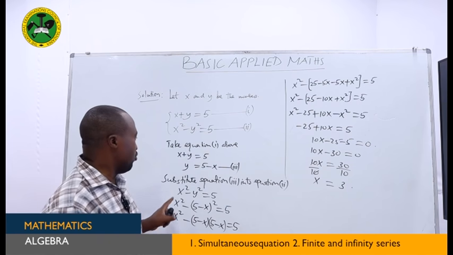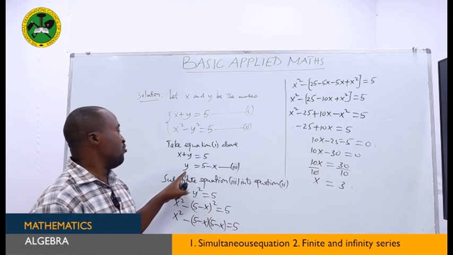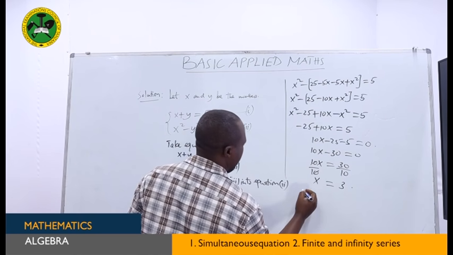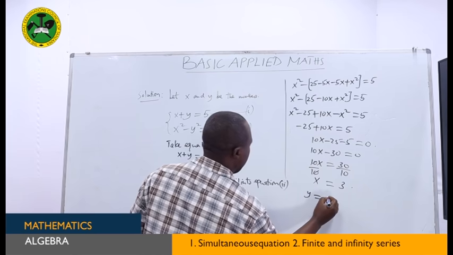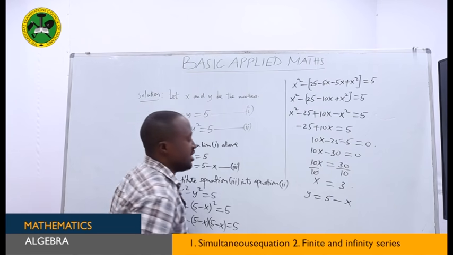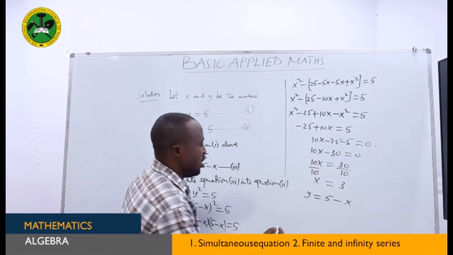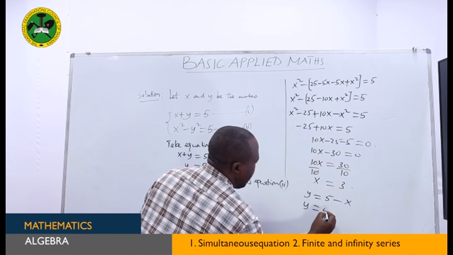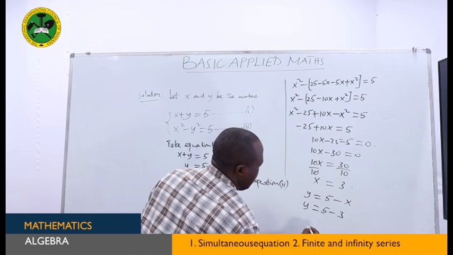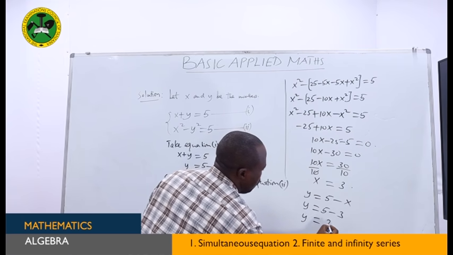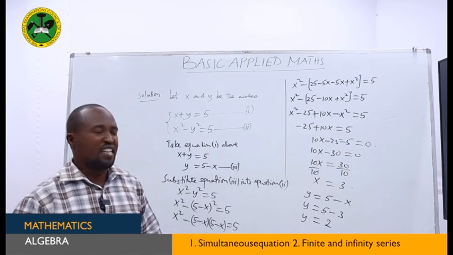It is now simple to find the value of y, because we have equation number 3, which says y is equal to 5 minus x. So just substitute the value of x. So we are going to have y is equal to 5 minus 3. So we have now y is equal to 2. That is 5 minus 3.